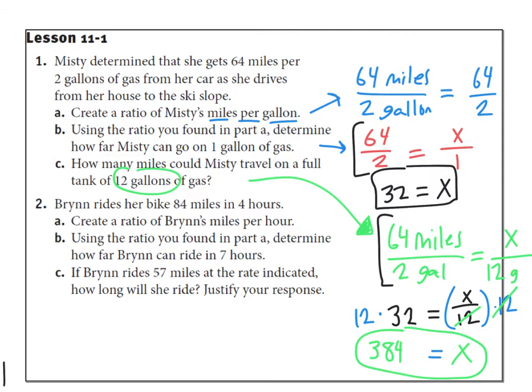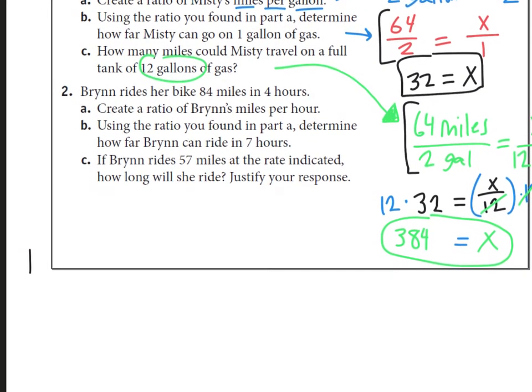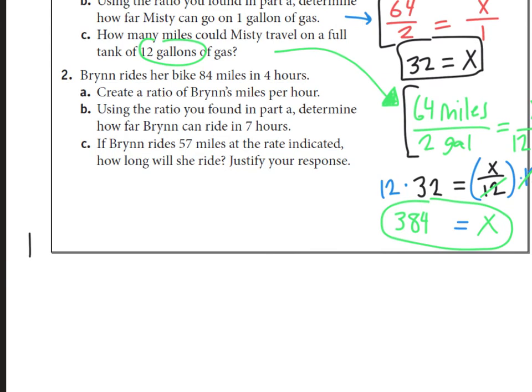All right, number 2, kind of a similar thing. Let's see if we can set this up. Bryn rides her bike 84 miles in 4 hours. So we should be able to write a ratio. It would be 84 miles per 4 hours.